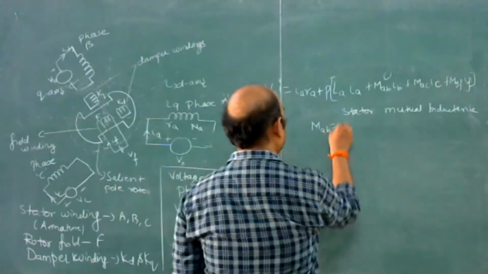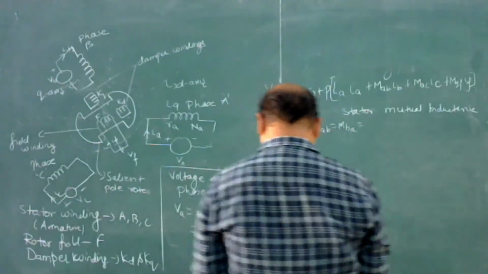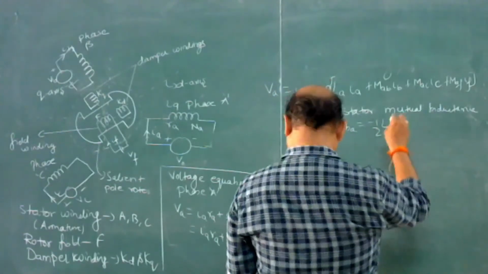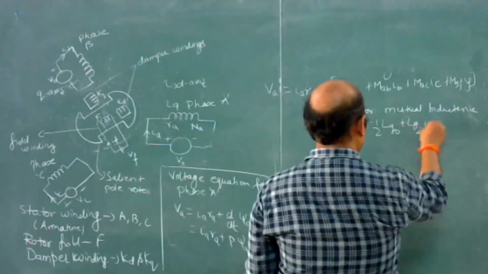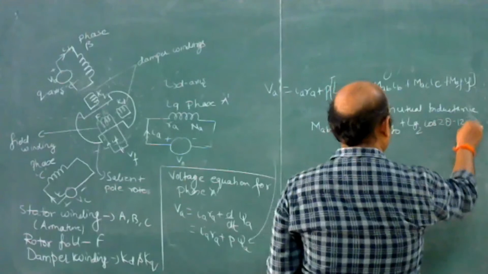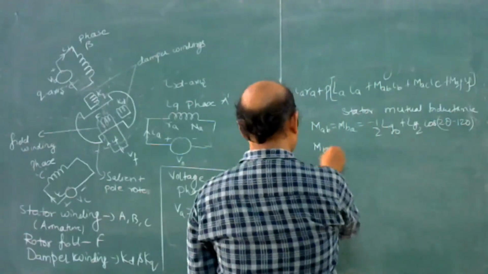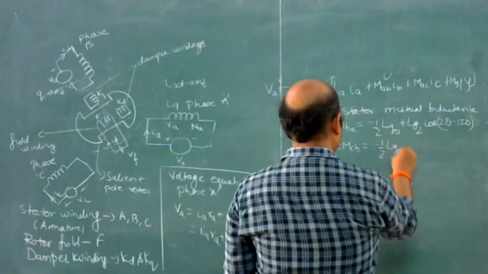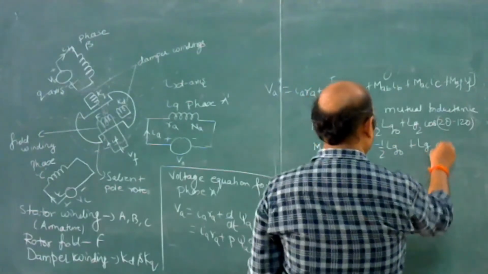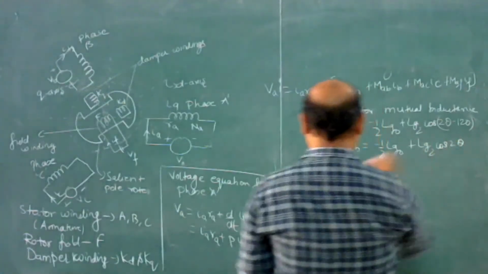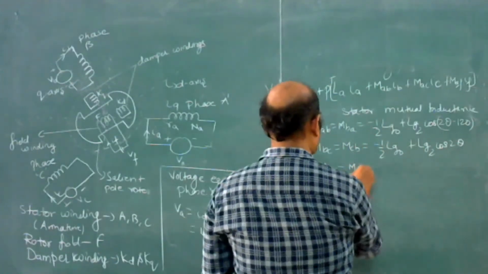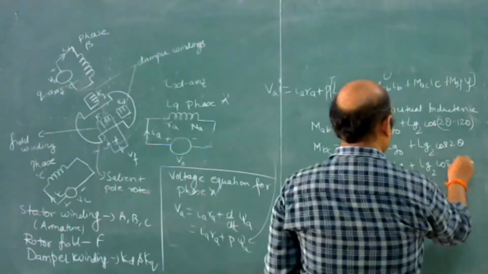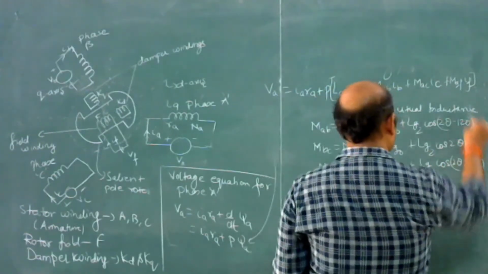So MAB is equal to MBA is equal to minus half of LG naught plus LG2 cos 2 theta minus 120, and MBC is equal to MCB is equal to minus half of LG naught plus LG2 cos 2 theta, and MCA or MAC is equal to minus half of LG naught plus LG2 cos 2 theta minus 240.